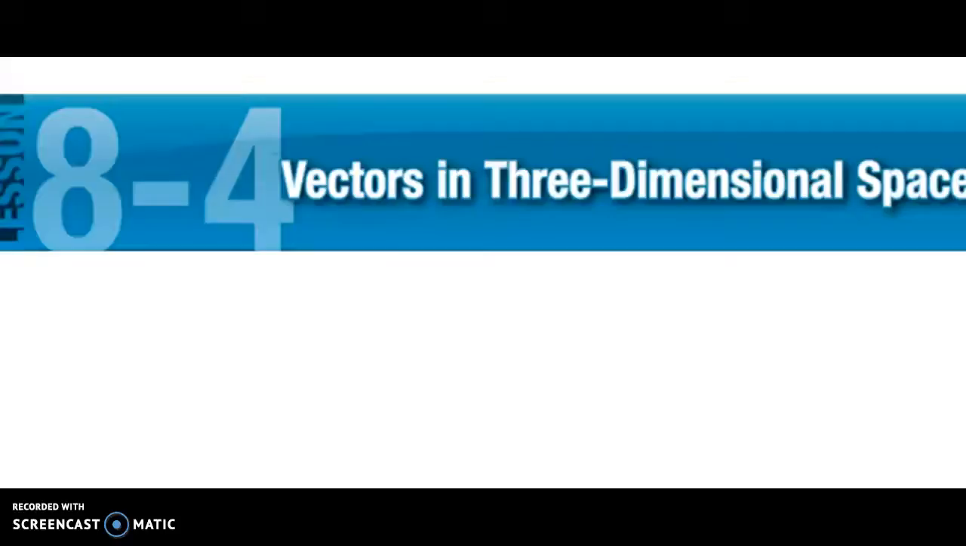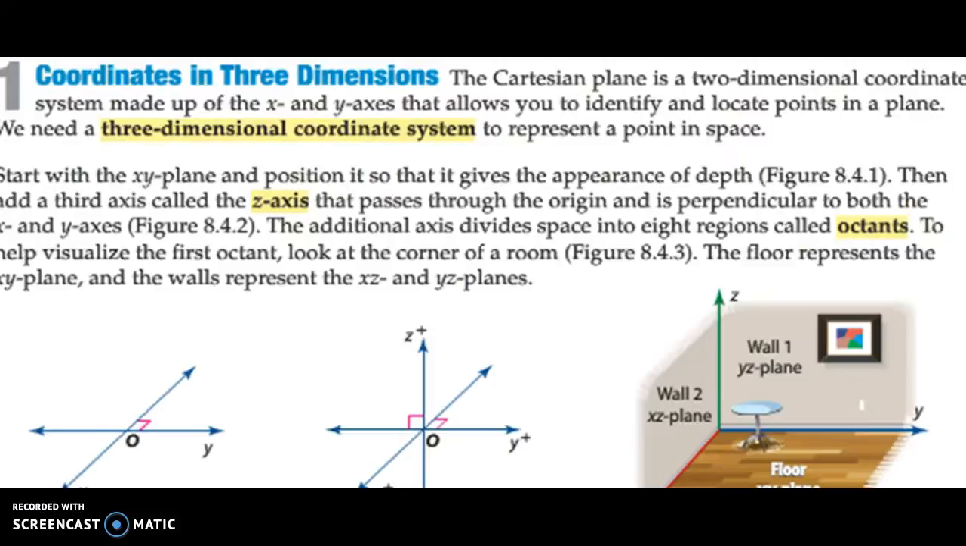Today we're going to be talking about lesson 8.4, which is on vectors in three-dimensional spaces. So we know about the x-axis, the y-axis. We now have what's called the z-axis. And this is what makes up the three-dimensional coordinate plane system.